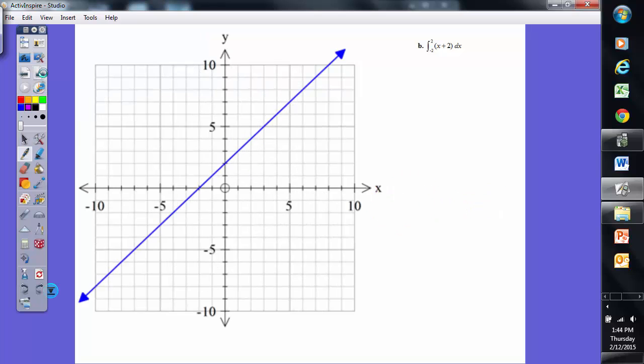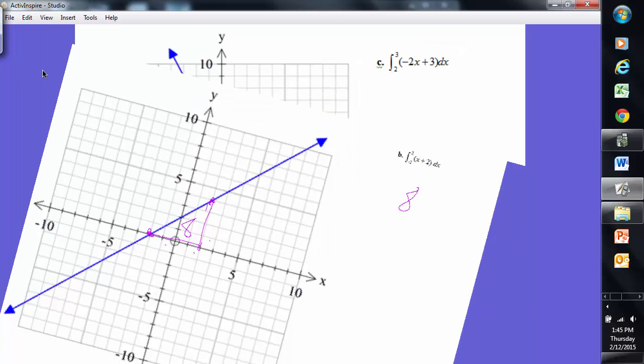Here's the next thing. Here's the line x plus 2. We want to know what the area under the curve is from -2 to +2. Now this is just a very basic triangle. Height is 4, width is 4, area is 8. Keep that in mind. We're going to come back to that.